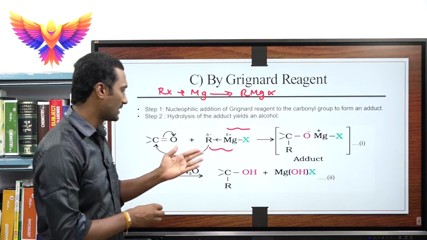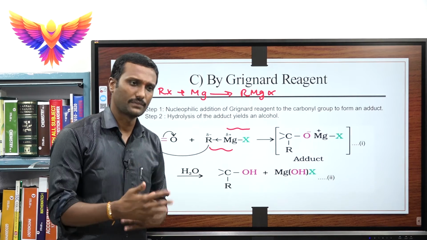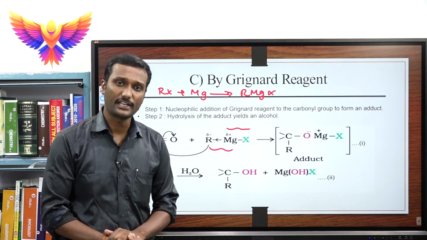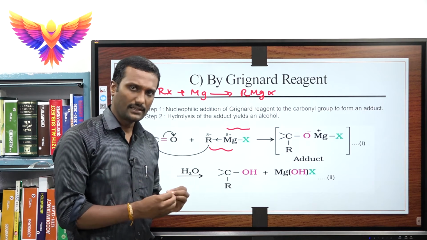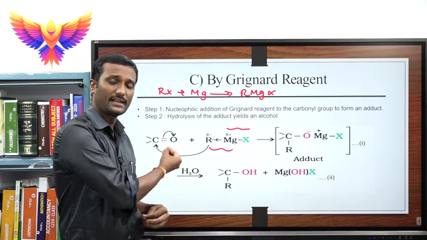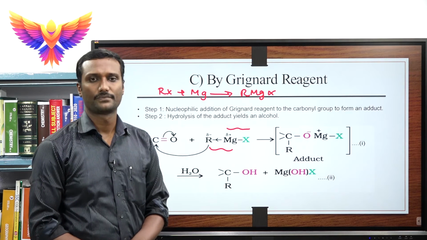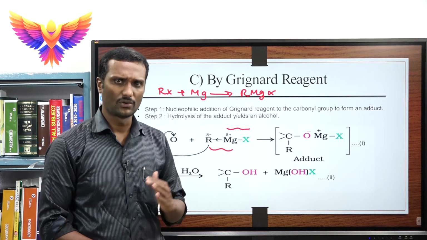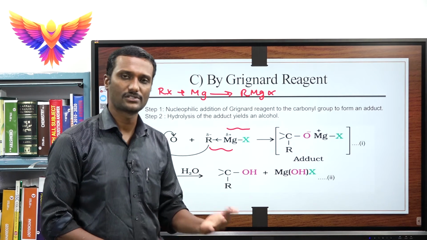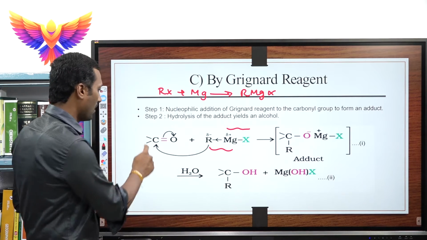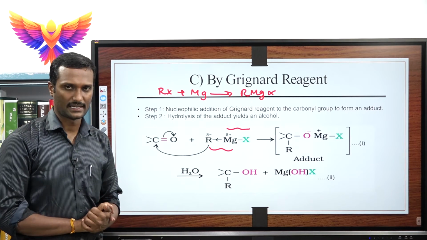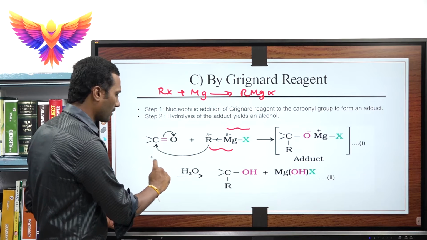So by using this Grignard reagent, we can prepare different types of alcohol. Here the Grignard reagent is reacting with a carbonyl group. Carbonyl group means an aldehyde or a ketone. It depends upon the number of hydrogens or the number of alkyl groups attached on either side of the carbon. So I have taken a carbonyl group.